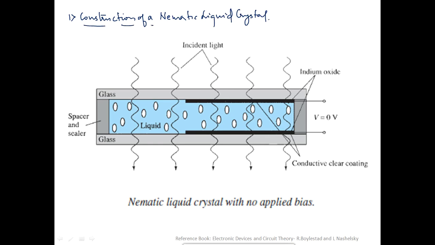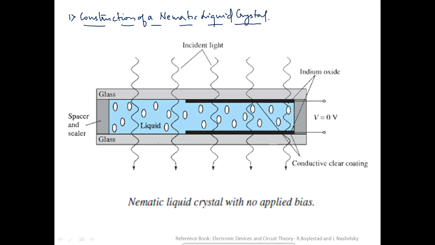Okay, so we'll try to understand it with respect to two cases. In the first case, when there is no externally applied bias, and in the second case, when external bias is applied, how does it work? Okay, but before that, let us first understand the construction. What are the various layers present within this crystal unit?